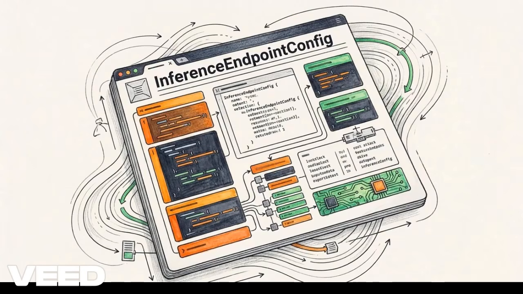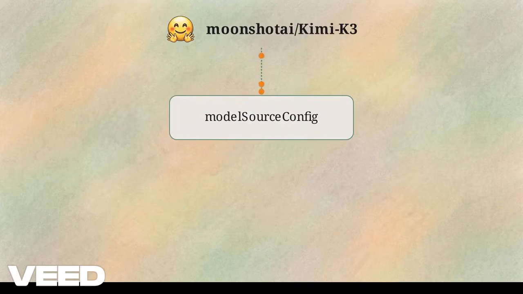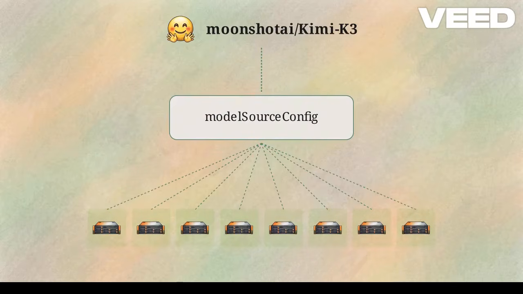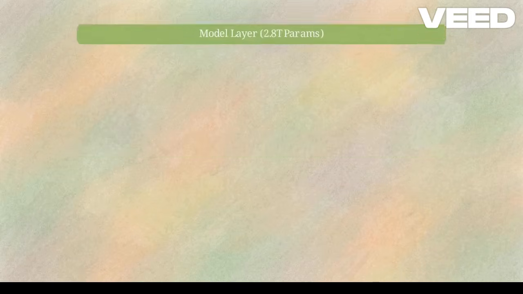The inference operator uses an inference endpoint config manifest to define how the model should be launched. The configuration requires the vLLM-OpenAI-KIMI-K3 inference container, which includes day 0 support for the model architecture. The operator uses the model source config manifest to automatically pull the weights from Hugging Face and distribute them across the cluster. Inside the arg section, we set the load format to fast safetensors to decrease the time required for the initial model load.